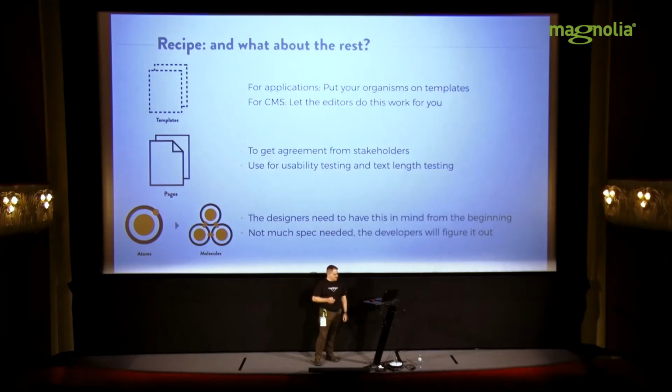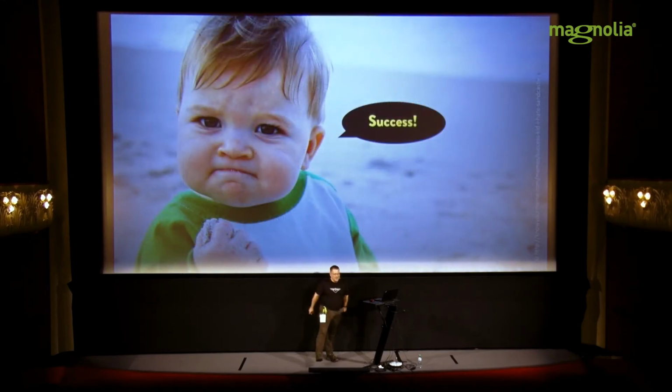For the pages, they are really great because they can be used to get agreement from the stakeholders. You can have the text length tested, you can do usability testing with them, all that kind of stuff, because they look like real pages. And for the atoms and for the molecules, as I said before, the designer needs to have that in mind when they are starting to build that thing. But in our experience, it doesn't need that much specification. So it's enough to specify the organisms, and the developers are clever guys. They see when a list gets repeated, for example. So they will immediately see that. And in the end, yes, it's a successful way of doing projects.